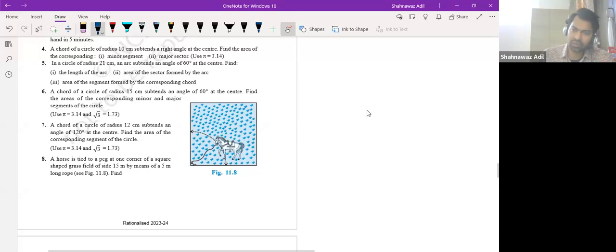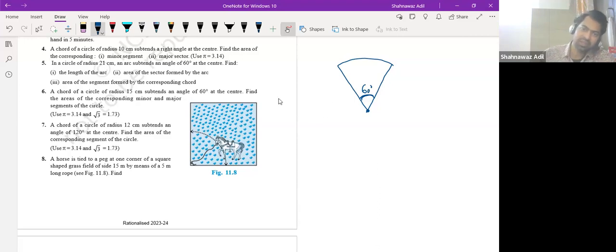So we have a circle, this is the center, and we have this arc. And this arc subtends an angle of how much? 60 degrees. So this is 60 degree. And the radius is also given, 21. Yeah, these numbers are good.